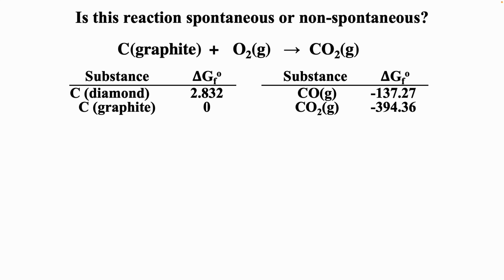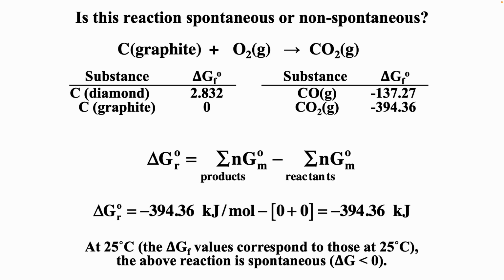And so you could be asked this question: is the following reaction spontaneous or non-spontaneous? And so again, what we're going to have to do is calculate our delta G for the reaction. So products minus reactants. So we got CO2, which is minus 394, minus, that's an element in its standard state, so 0 plus 0. And so that gives us, for this reaction, a delta G of minus 394. And so that would be a spontaneous process.